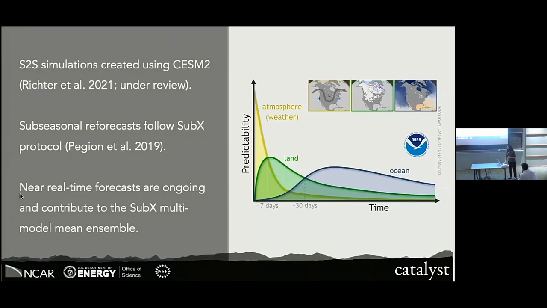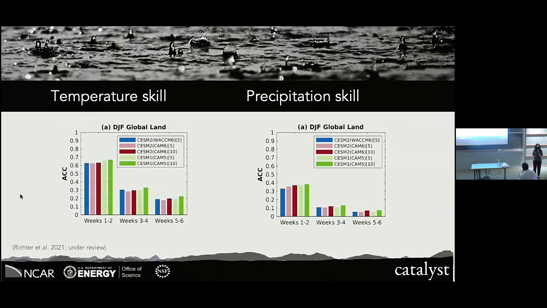So how skillful is CESM2 at these temperature and precipitation predictions 3 to 6 weeks into the future? Well, here we have some bar plots. On the left-hand side, you're looking at winter. The skill of CESM2 and several other versions of the model at predicting temperature over land. And so on the y-axis is the anomaly correlation coefficient. In weeks 3-4, you have skill of about 0.3, which is actually pretty good at that lead time. And of course, it degrades as you head into weeks 5 and 6.